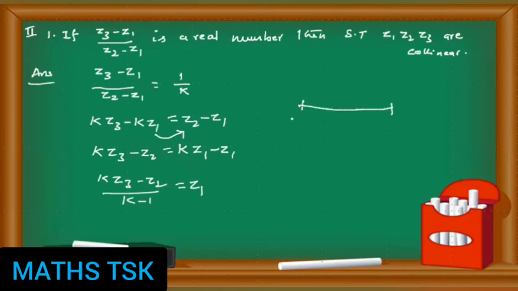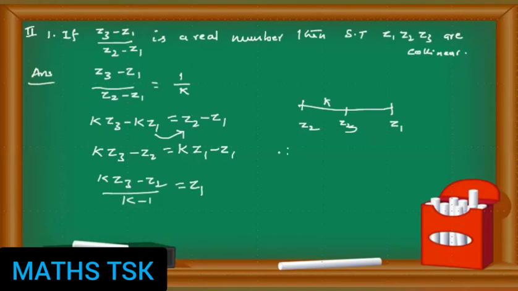So it's in the form of, look here, z1 divides k z3 and z2 in the ratio externally. So z1 is (k z3 minus z2) by (k minus 1). z1 divides the line joining z2 and z3 externally in the ratio like this.